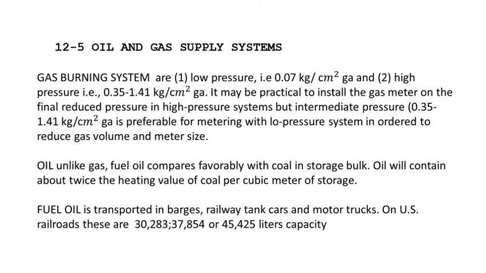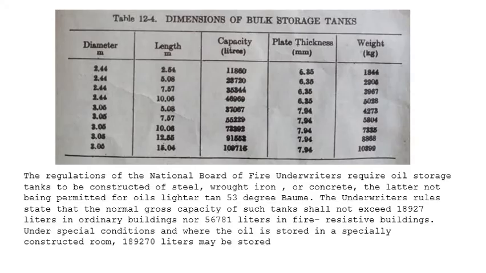Oil will contain about twice the heating value of coal per cubic meter of storage. So fuel oil is transported in barges, railway tank cars, and motor trucks. On US roads, these are 30,283, 37,854, or 45,425 liters capacity. The next one is Table 12-4, which gives the dimensions of bulk storage: diameter in meters, length in meters, capacity in liters, plate thickness in millimeters, and weight in kilograms.